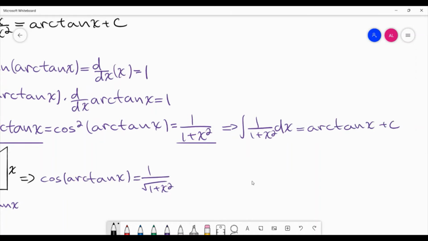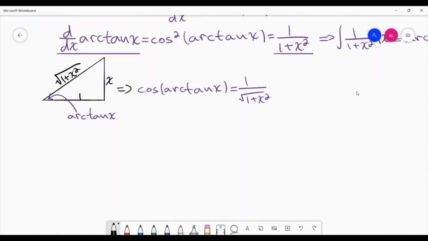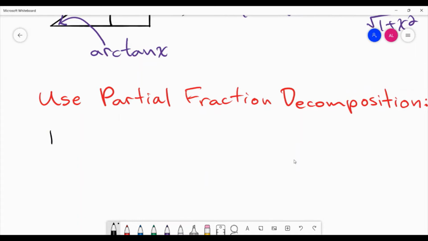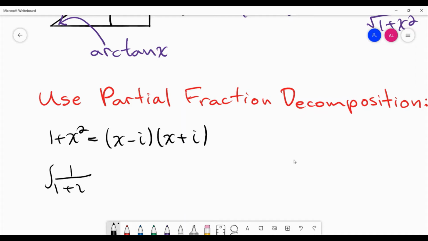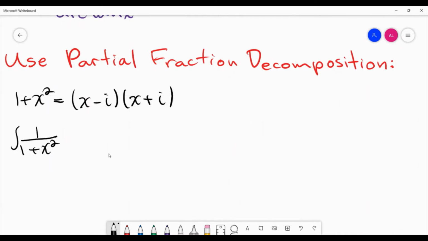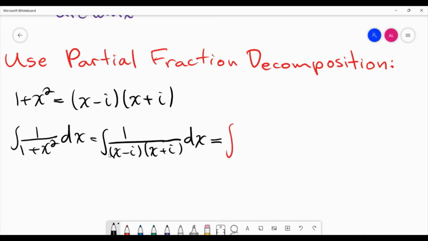And now we will actually look at this integral in a completely different way, using partial fraction decomposition. And how will we do that? Well, notice that 1 plus x squared can be factored into x minus i and x plus i. Notice for this integral, we do indeed have a polynomial 1 over a polynomial with a higher degree, which means partial fraction decomposition can be used. Right, we can factor the denominator like this, and then rewrite this big integral into the partial fractions.